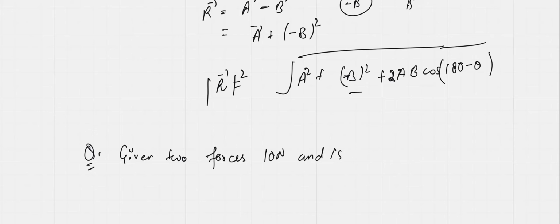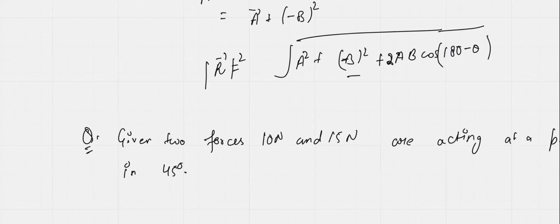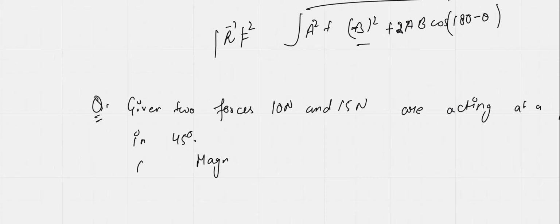The smaller calculations, you don't have to go with higher multiplications, are acting at a point at 45 degrees to each other. What does this mean? 45 degrees to each other. You have to get me the magnitude and direction of the resultant force. Calculate magnitude and direction of resultant.